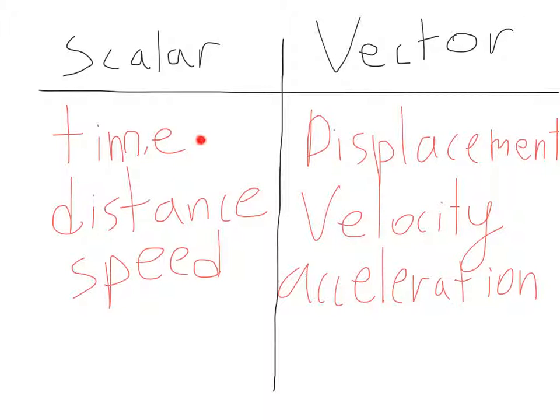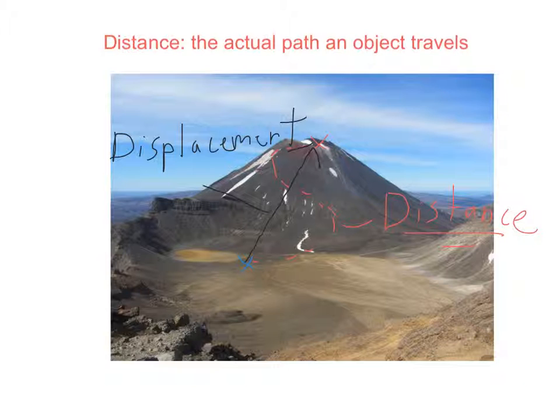Things like time will be a scalar. And then two things that maybe you've heard before this class but are different from displacement and velocity. I'm talking about distance and speed. So here we're going to really compare what distance is versus what displacement is.